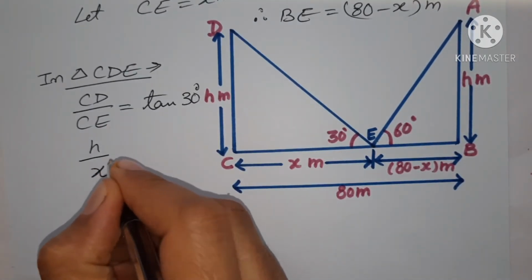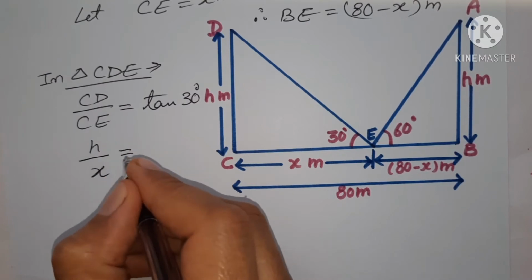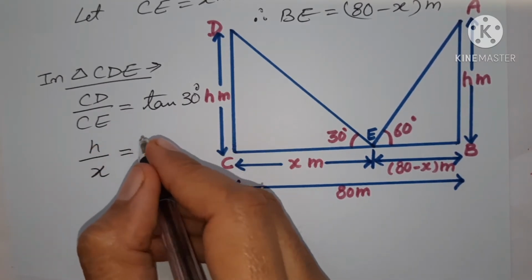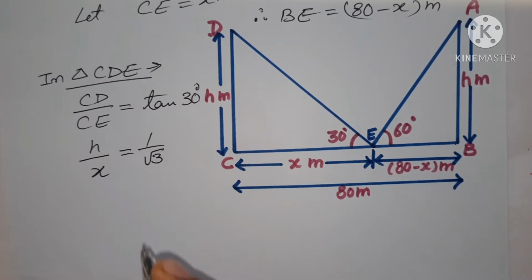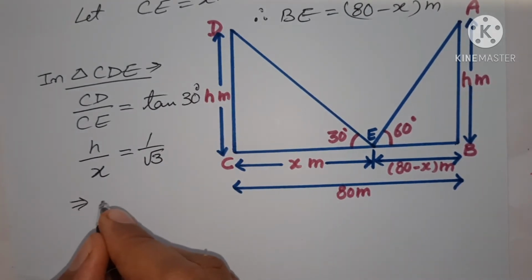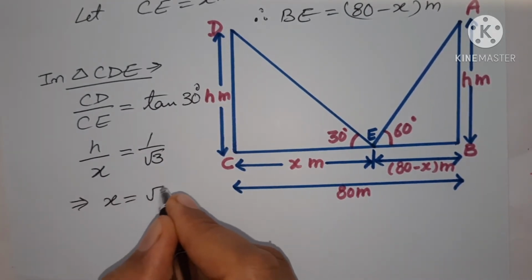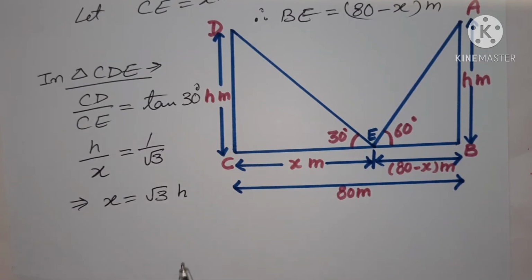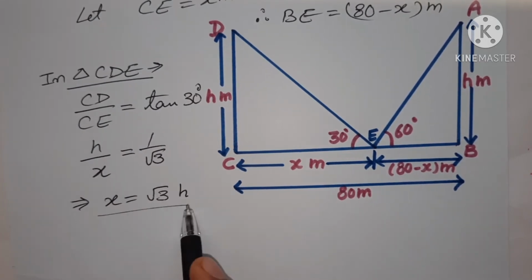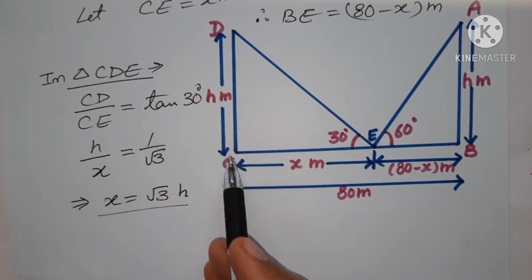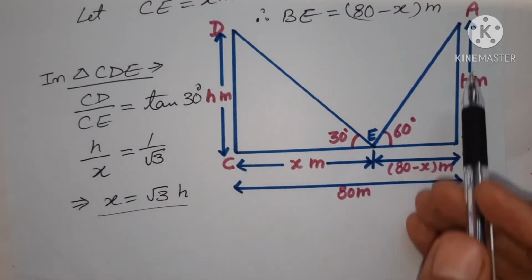So h upon x is equal to tan 30. Tan 30 is 1 upon root 3. So from here we will get the value of x. x is equal to root 3 h. This value we got from this triangle CDE. Now we will take another triangle.